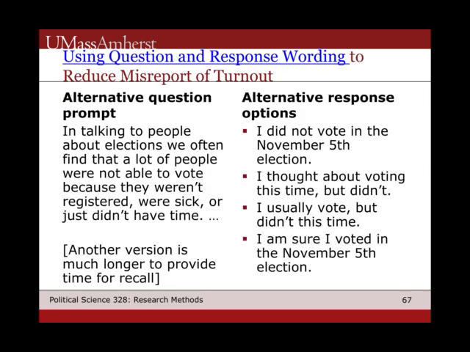One thing that people have tried with respect to voting turnout, for example, is using question and response wording to reduce misreport. You could imagine this type of question wording change being used to reduce misreport on many issues with social desirability attitudes. So in talking to people about elections, we find out people were able to vote because, and you give a list of reasons that are justifiable reasons for not voting.